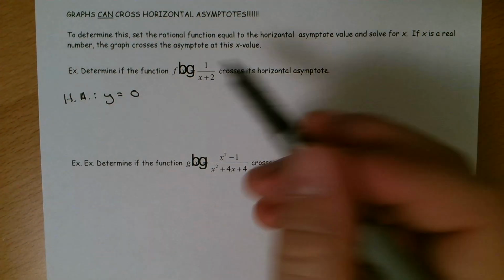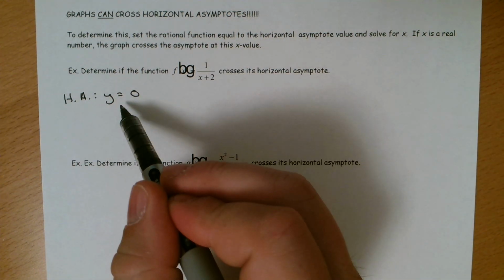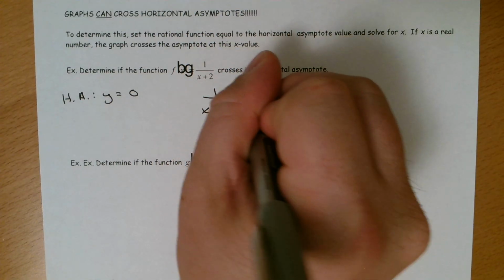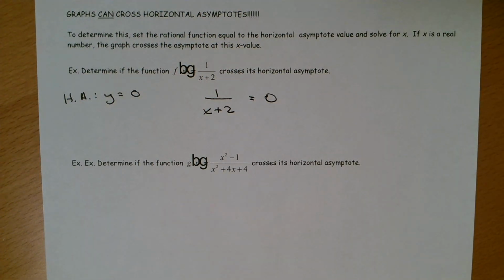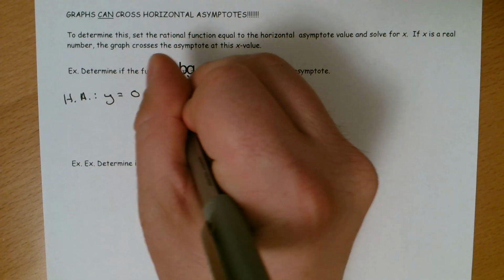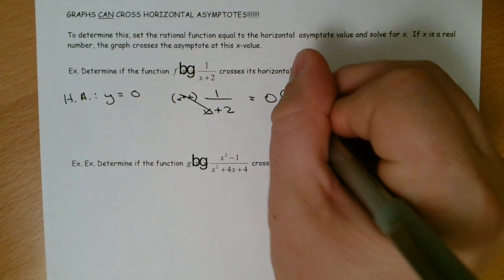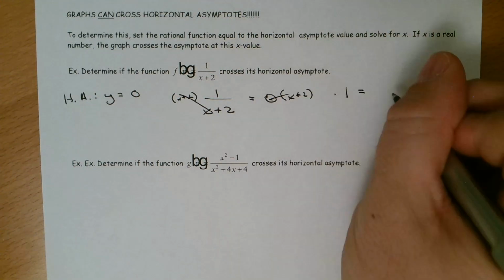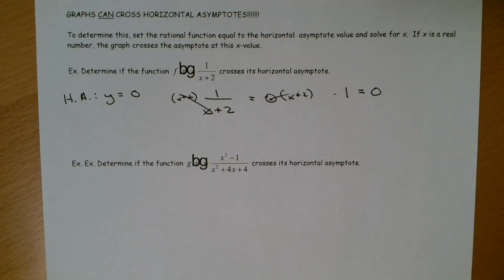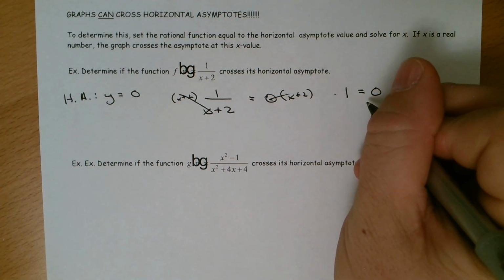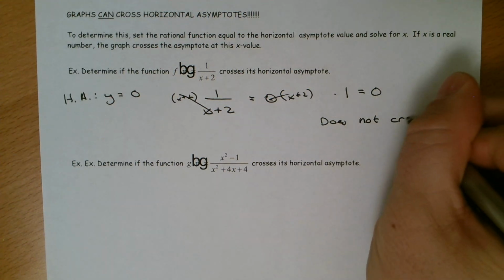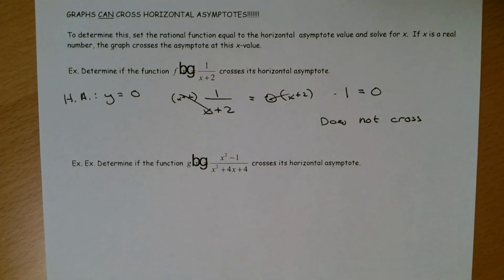Now, if you want to know whether this function ever crosses this line, just set it equal. 1 over x plus 2 is equal. Find out if it's ever equal to your horizontal asymptote. Now, to solve this, we would just cross multiply by x plus 2, and we would get an equation 1 equals 0. So that is not true. So in this case, our function does not cross our horizontal asymptote.